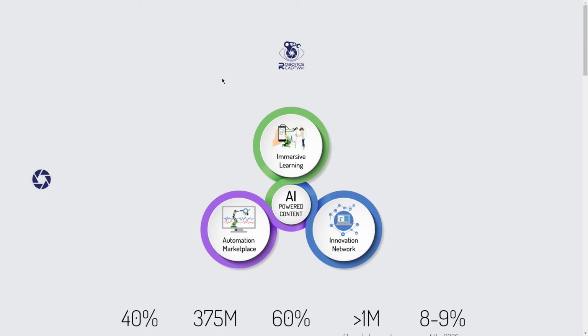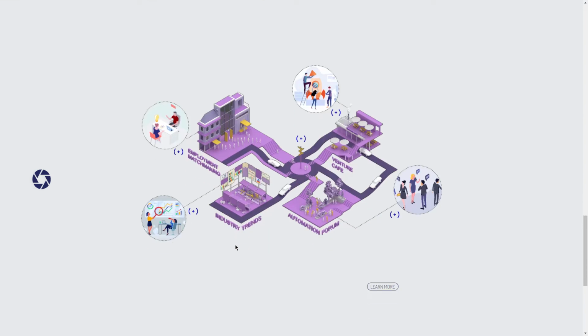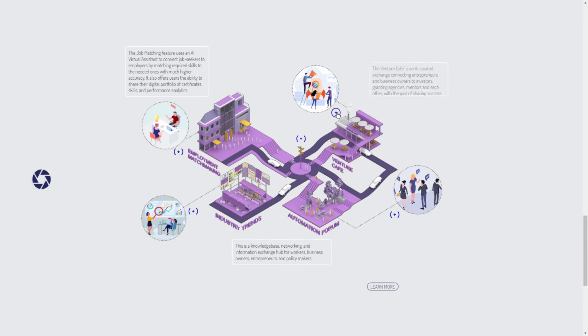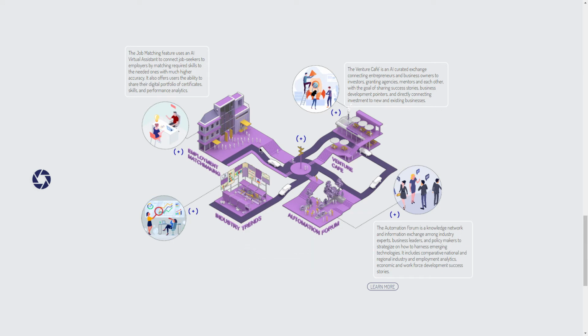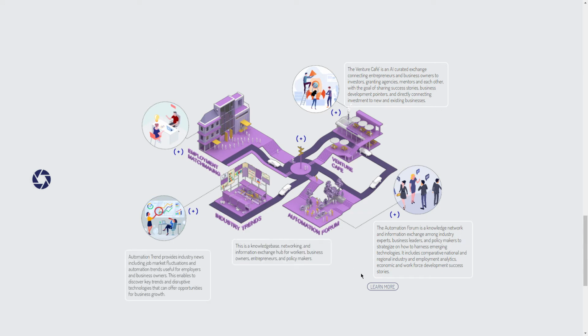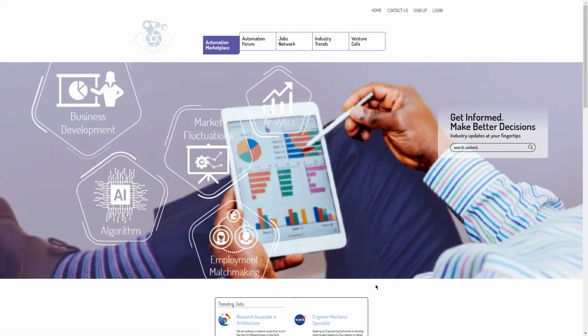Back on the main landing page, we'll click on Automation Workplace to scroll down and show us the Automation Workplace. It is the same as the Immersive Learning 2D diagram. By clicking on Learn More, we'll see something pretty similar to the Immersive Learning landing page, except this is catered towards the Automation Marketplace.